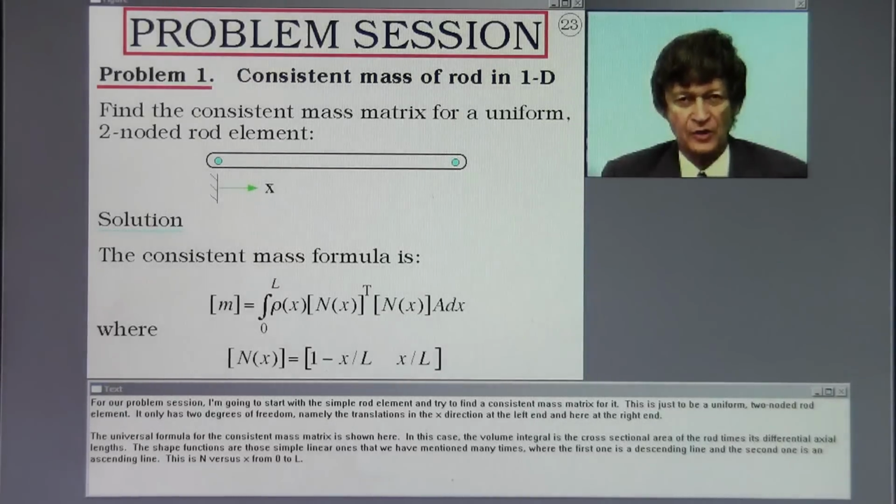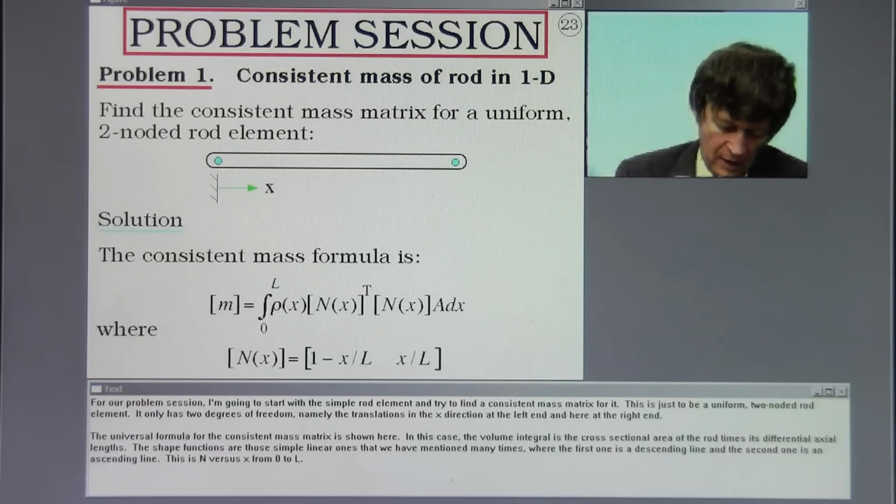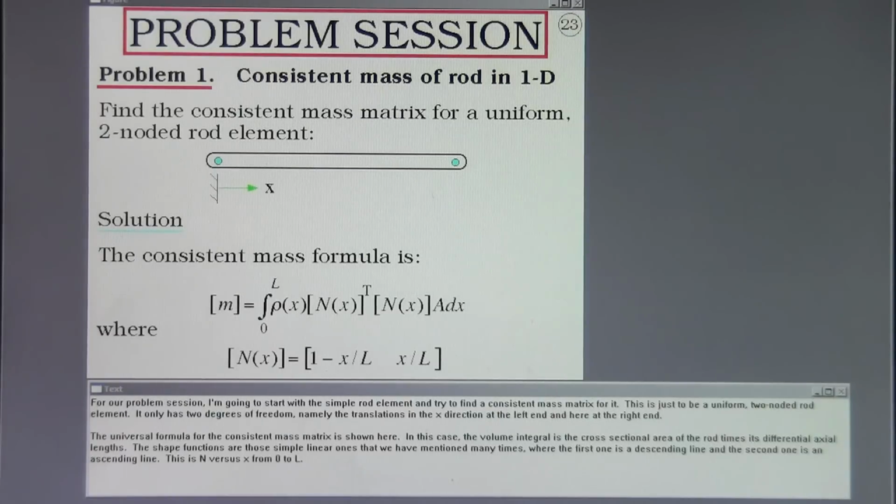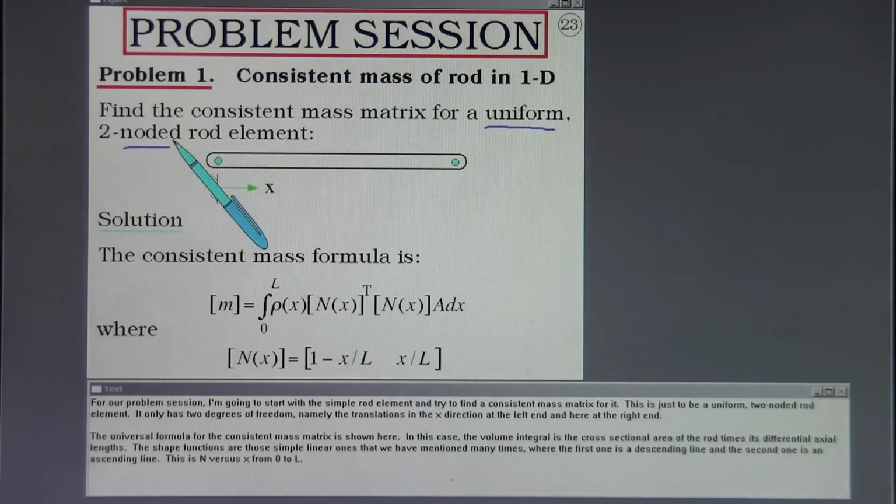For our problem session, I'm going to start with the simple rod element and try to find a consistent mass matrix for it. This is just to be a uniform, two-noded rod element. It only has 2 degrees of freedom, namely the translations in the x direction at the left end and here at the right end.